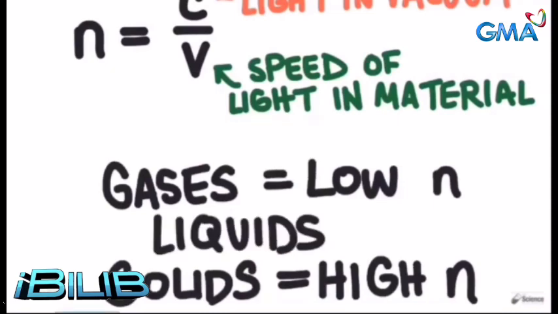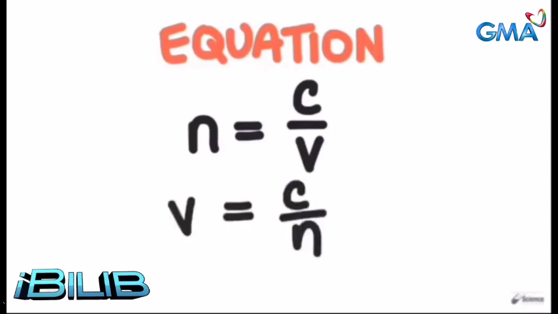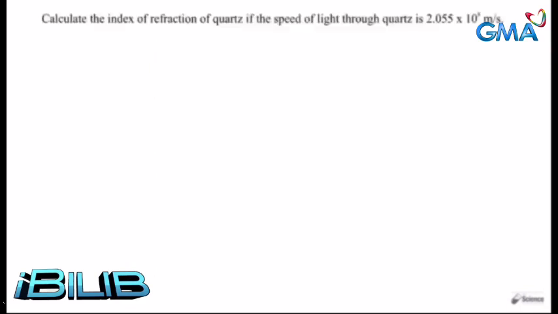Now, we can calculate the speed of light through a material by rearranging the equation for the index of refraction. So it becomes v equals the speed of light over the index of refraction. There are many different tables that list all of these different indices of refraction for different materials. You can find them in your textbook or online. Here are a few common indices of refraction. Let's try solving some problems that you might see in your physics class.